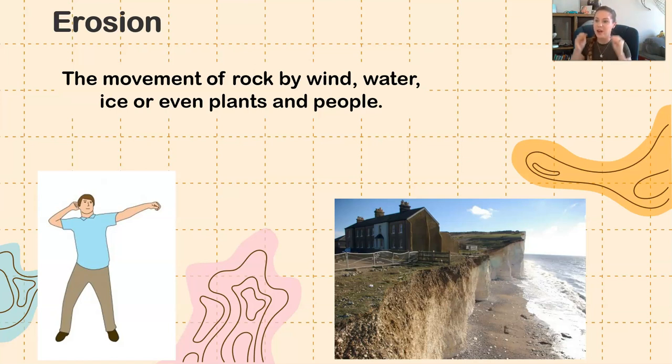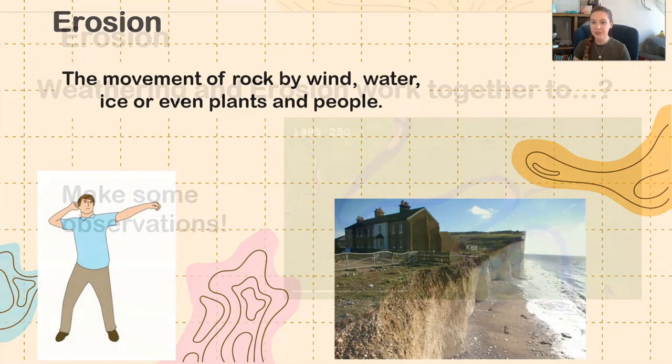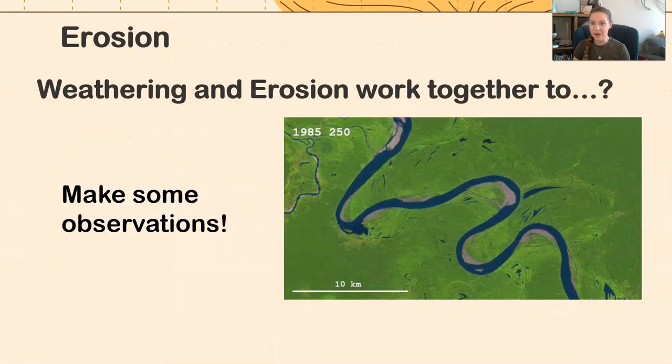So remember that erosion is the movement of rock by wind and water. Even plants and people can cause this to happen, okay? Weathering and erosion are what happens to create these kinds of landforms here. So let's take a closer look at erosion and how it happens, okay?